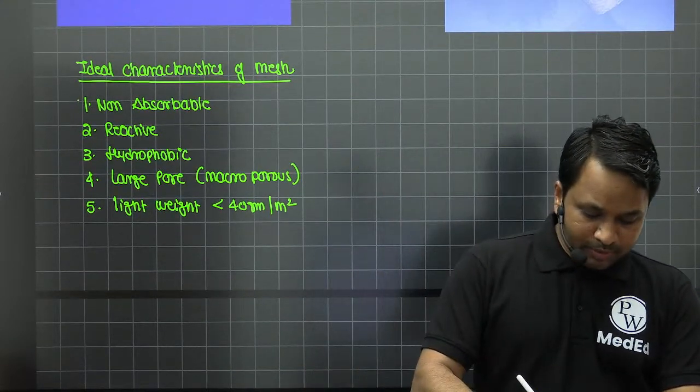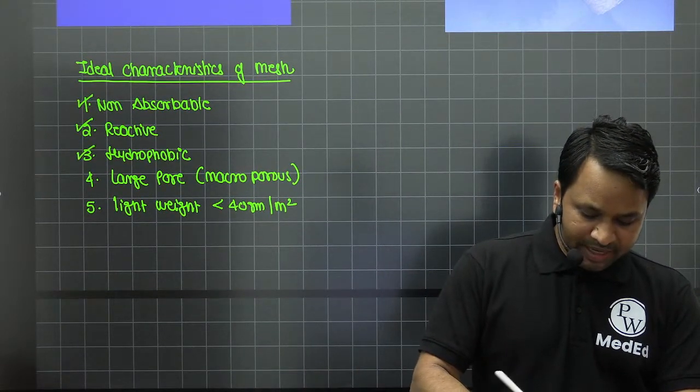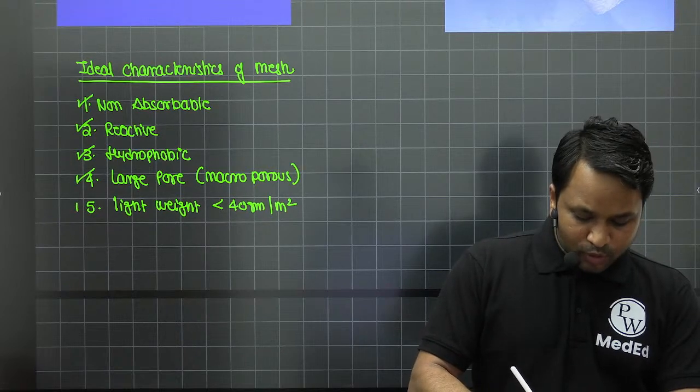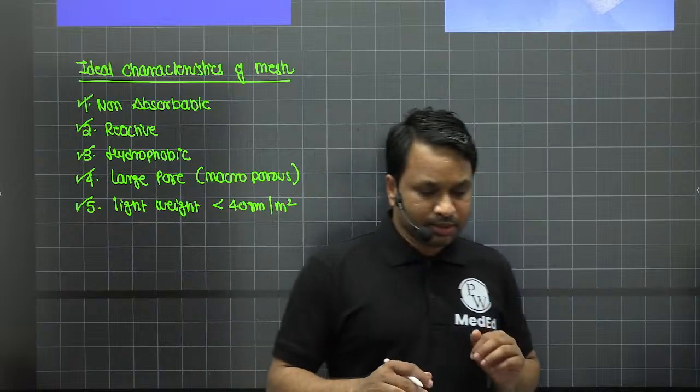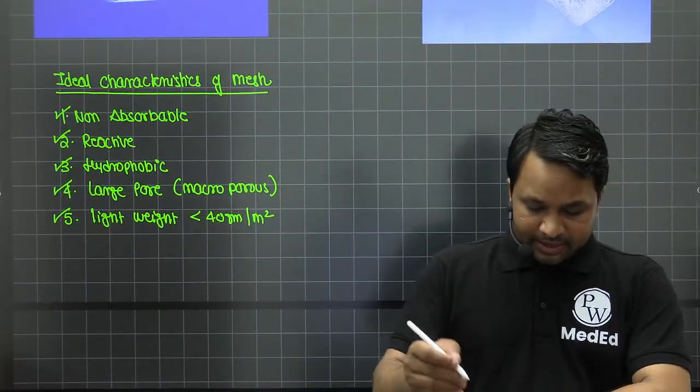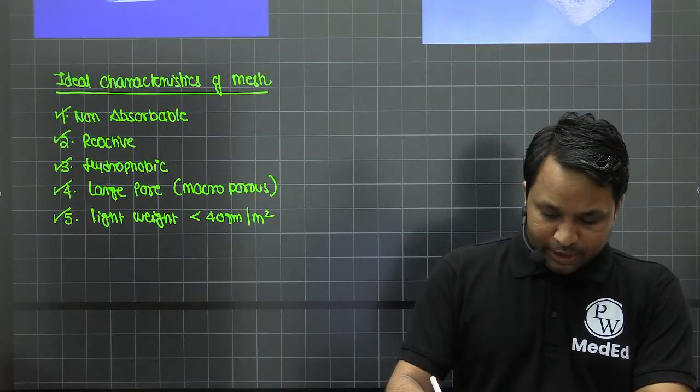So it should be non-absorbable, it should have tissue reaction, it should be hydrophobic, it should have large pores, and it should be lightweight, that is less than 40 grams per meter square. Now, whenever you put the mesh, there is a mesh overlap.